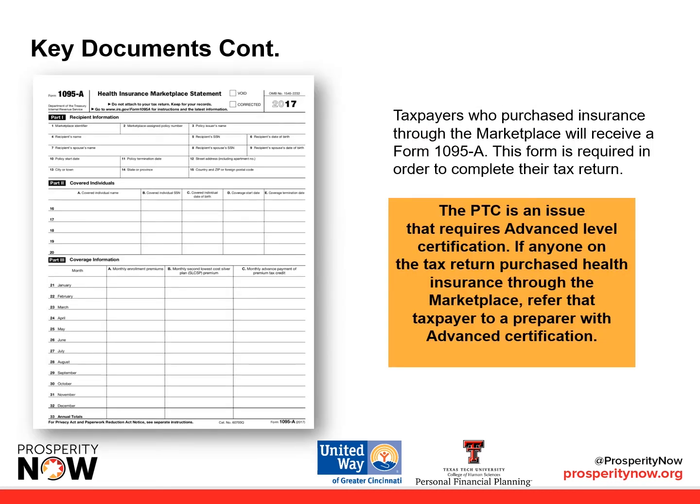Taxpayers who purchase insurance through the marketplace will receive Form 1095-A. This form is required in order to complete the tax return. The PTC is an issue that requires an advanced level certification. If anyone on the tax return purchased health insurance through the marketplace, refer that taxpayer to a preparer with advanced certification.